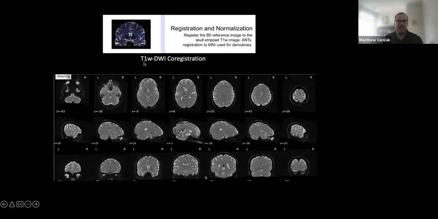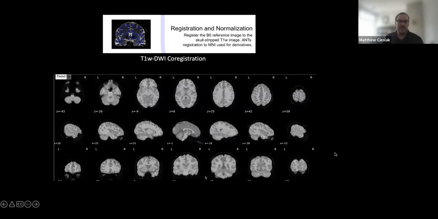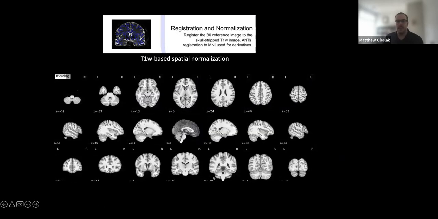So this is the T1 weighted image to the diffusion reference. And this also is done using ANTs, and it shows you the before and after animation here. And lastly, it'll also use ANTs to do the T1 to the T1 template as well. So it shows you, this is the template, the one that looks cartoonish, and then the actual image warped to the template is the one that says moving.